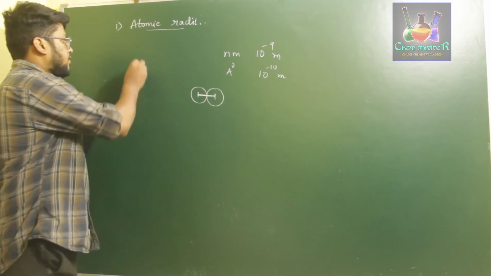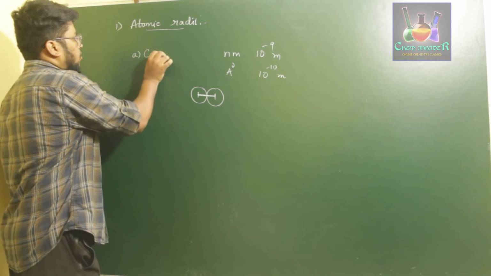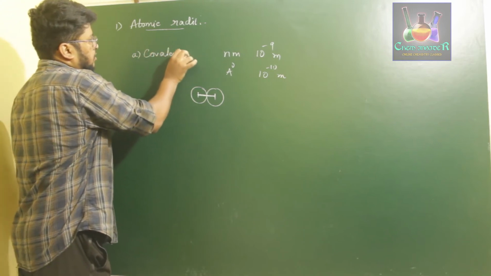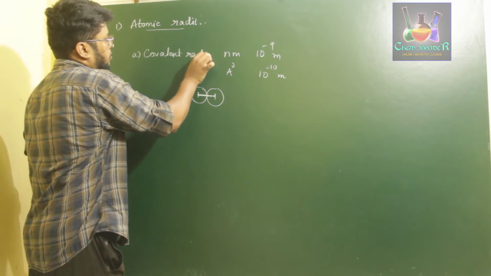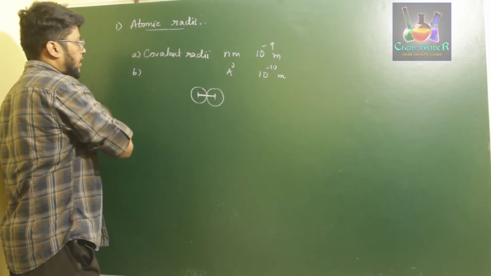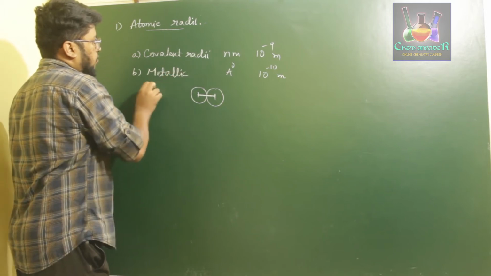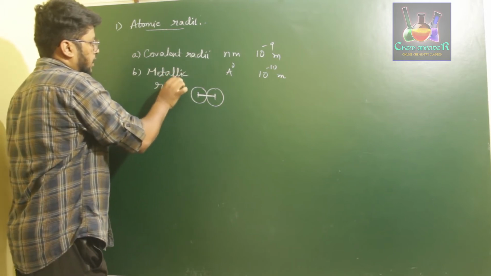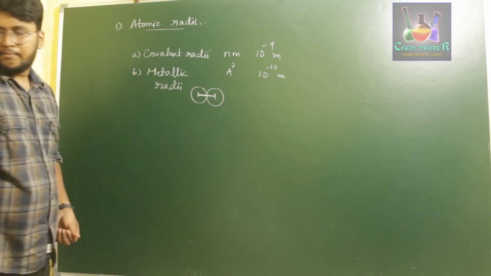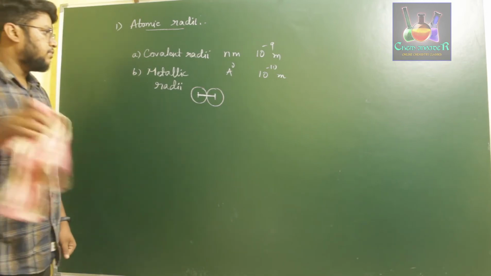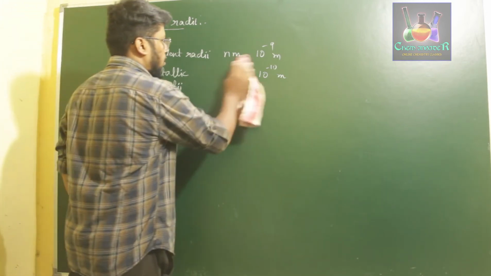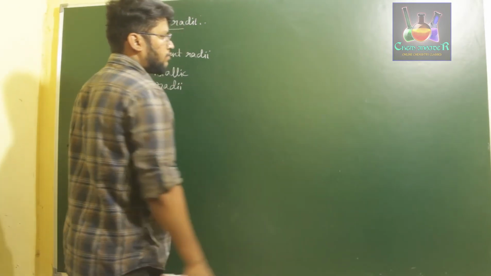So in this case, we use 2 types. Atomic radii can be classified into 2 types: covalent radii, and the other one is metallic radii. So why are metallic radii and covalent radii important? That is because most of the elements in the periodic table are metals.